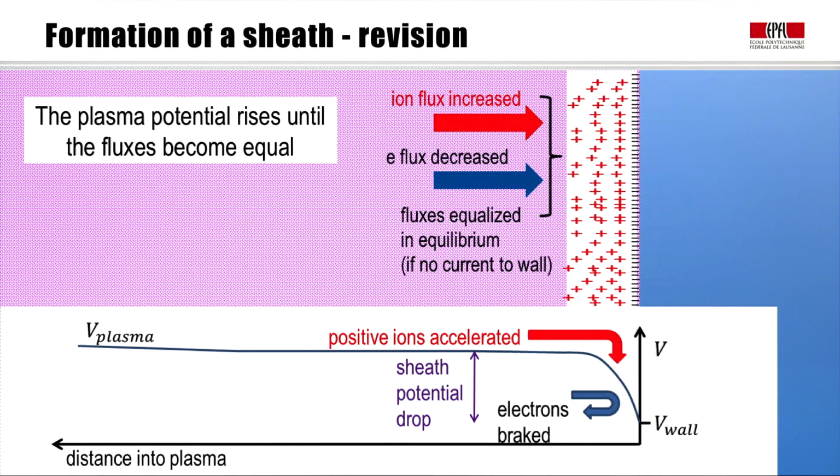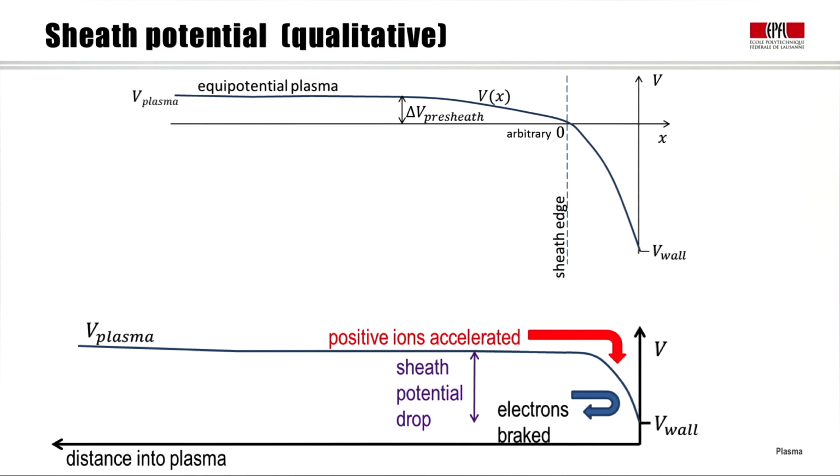This is a revision of the sheath from the previous module. We saw that the plasma potential rises until the fluxes become equal, so we have equal ion and electron flux to the wall. The positive ions are accelerated in the drop of sheath potential from the plasma potential down to the wall potential. This same sheath potential drop has the effect of braking the electrons to equalize the charged particle fluxes. Now let's introduce some parameters onto our qualitative profile for plasma potential.